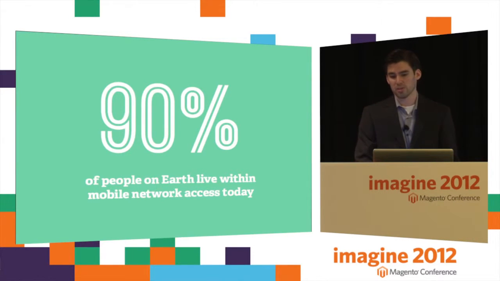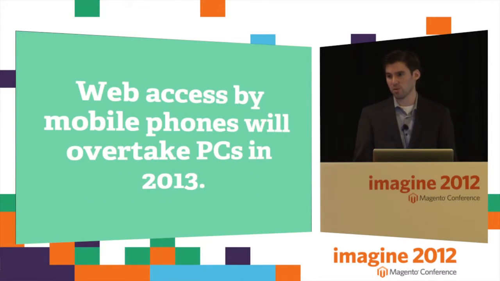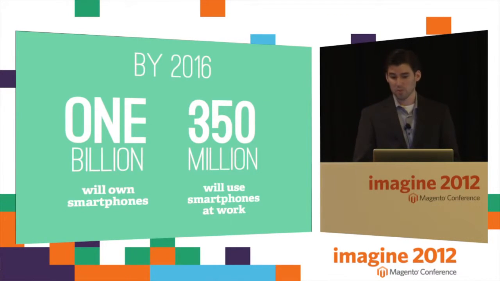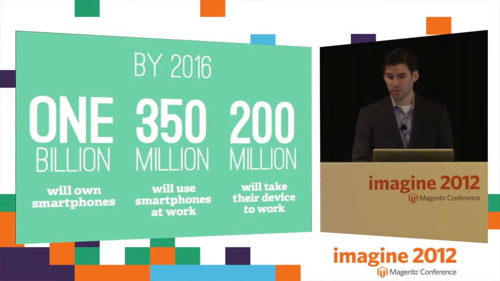And in 2013, Gartner's forecasting that mobile phones will overtake PCs as the most common web access device worldwide. And by 2016, Forrester is estimating 1 billion people will own smartphones. And of them, 350 million workers will use smartphones daily, and 200 million will take their own device to work.